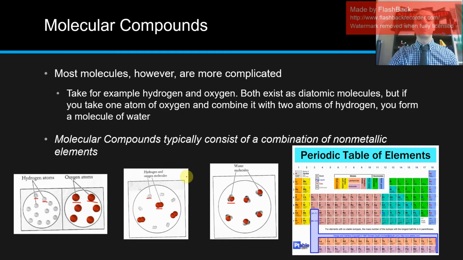Now, molecular compounds are typically going to consist of a combination of non-metallic elements. If you think back to your understanding of the periodic table, our non-metallic elements are going to be everything that's to the right of this line right here, whereas metallic elements are going to be everything to the left, minus hydrogen. Hydrogen is a non-metallic element.